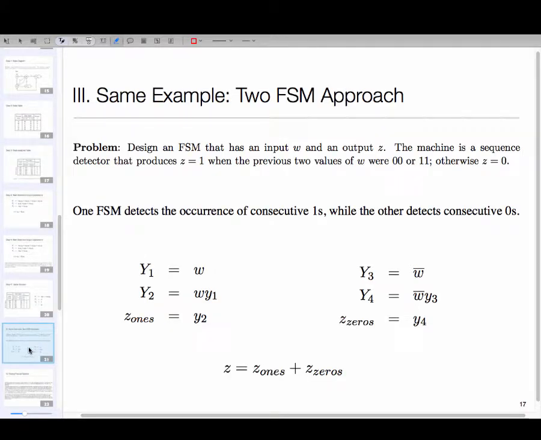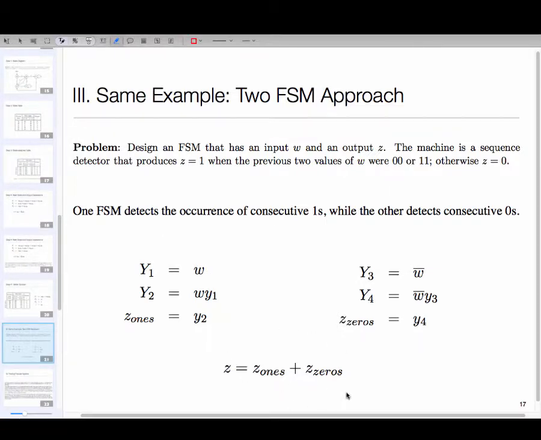Two-FSM approach, same problem. Design exactly the same problem, 00 and 11. What we can do is create two FSMs. One is for detecting 00, the other is for detecting 11, and then I can output the OR of their outputs. This is an example of what I was talking about earlier, that I can break down the problem into multiple things and then combine them together. I could create one FSM that detects the occurrence of consecutive ones and the other of consecutive zeros, and then we OR them together.